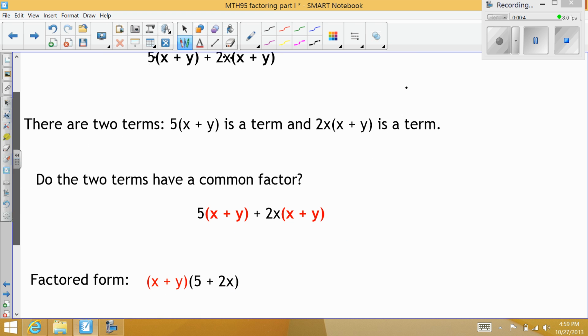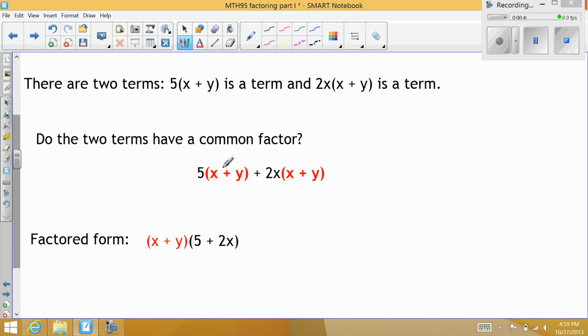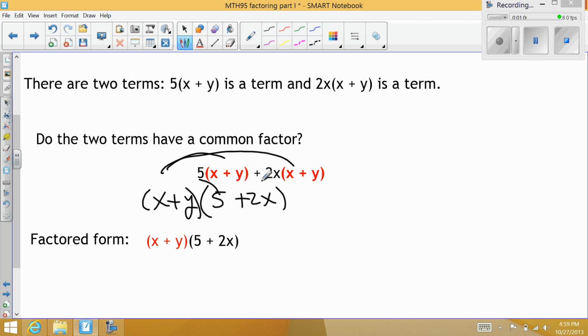So because of that, we can then factor out, we can undistribute that x plus y, leaving behind the 5 plus 2x. The 5 plus 2x. And this is our factored form. And the result this time, rather than being a monomial times a binomial, is we have a binomial times a binomial.